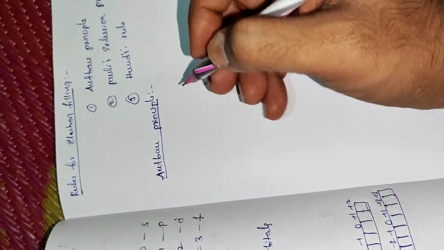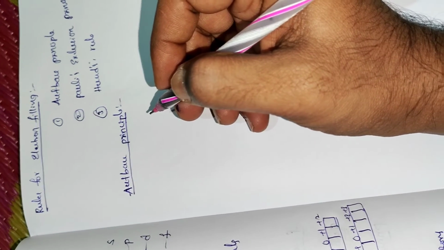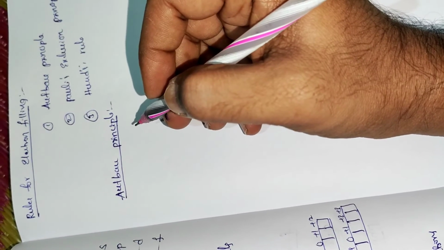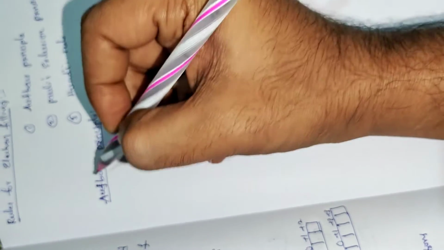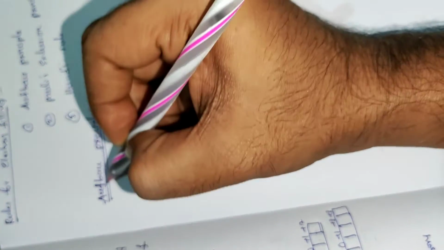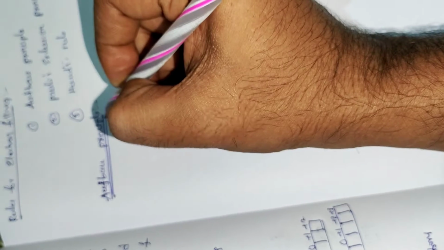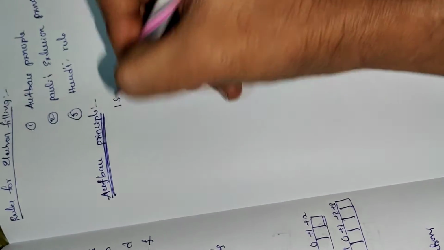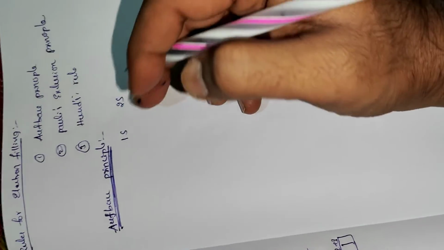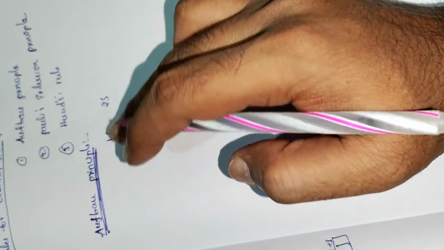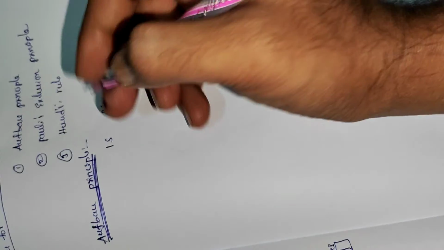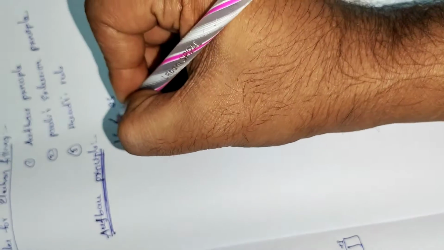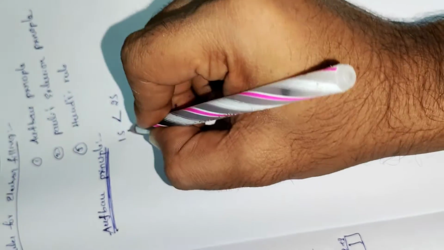Aufbau principle. Electrons are filled in orbitals in increasing order of their energy. That means electrons are filled first in the orbital which has less energy. For example, 1s, 2s. In these 2 orbitals, the one having less energy, the electron goes to that orbital first. In 1s and 2s, 1s has less energy, so electrons first enter into the 1s orbital.